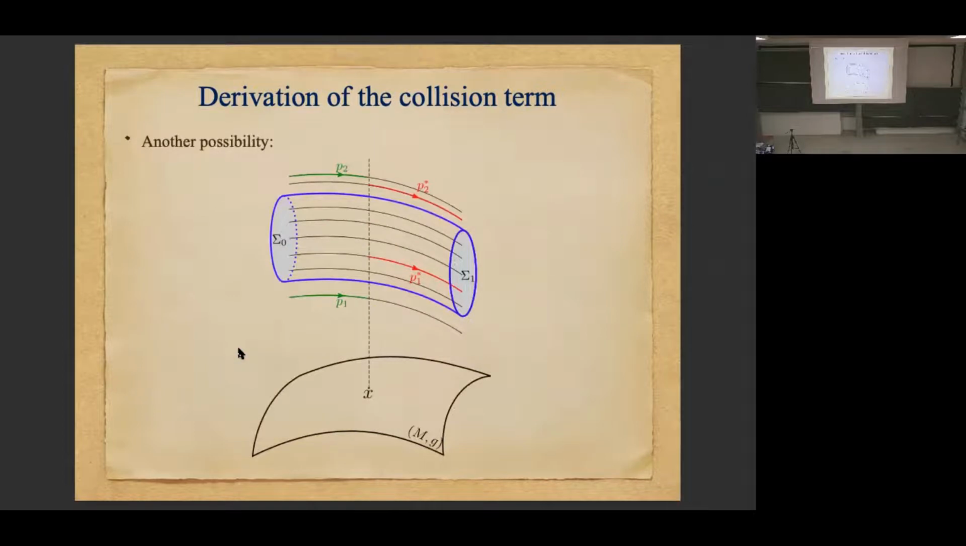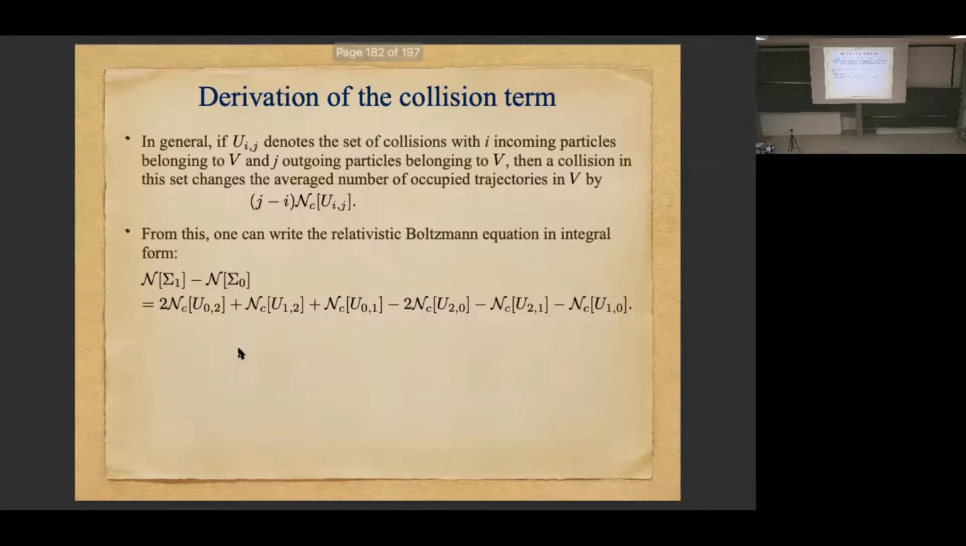And here's another possibility. You could have initially both outside, but then they collide here, and then one is inside and one is outside. And then you just go through all the 9 possibilities. In general, if you denote by U_ij the set of collisions where you have i incoming particles inside V and j outgoing particles also inside V after the collision, then the net change is just j minus i times this number here.